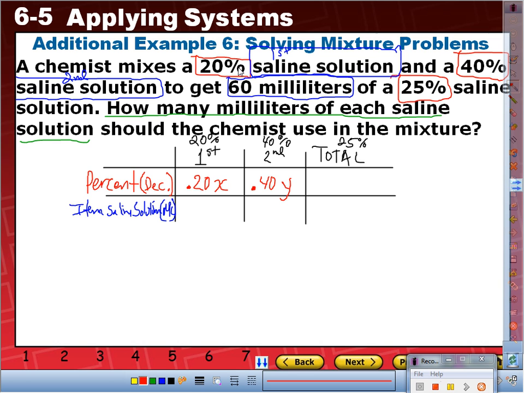Now check this out. So it says 20% of saline solution. They didn't give us the milliliters. That's why we wrote 20% of certain amount of milliliters. This one is 40% of certain amount of milliliters. We don't know how many, right? This one, how much is the percent? 25 times 0.25. Do we know how many milliliters? 60, yeah. On this one we do know. 60 milliliters of 25%.